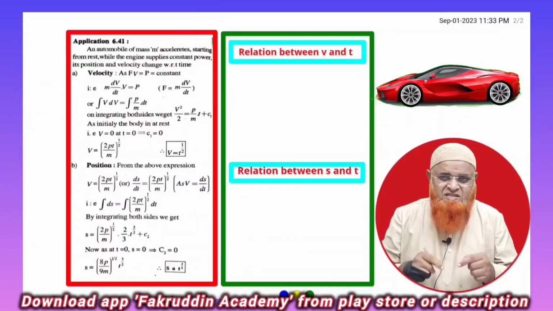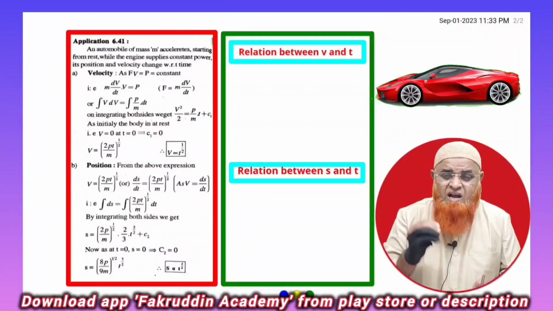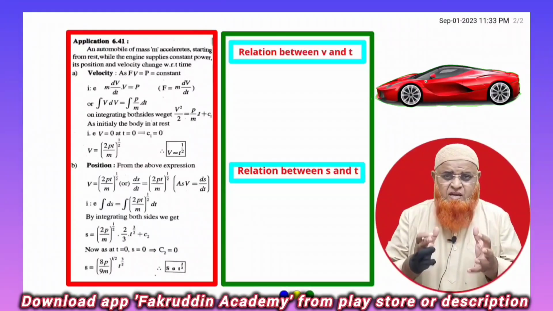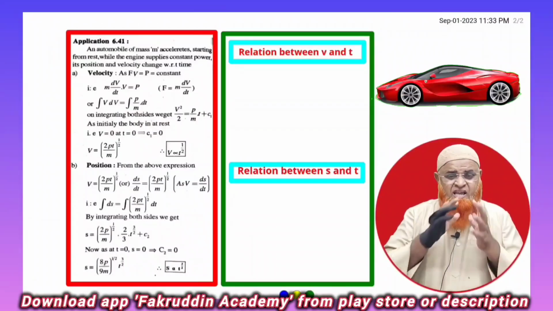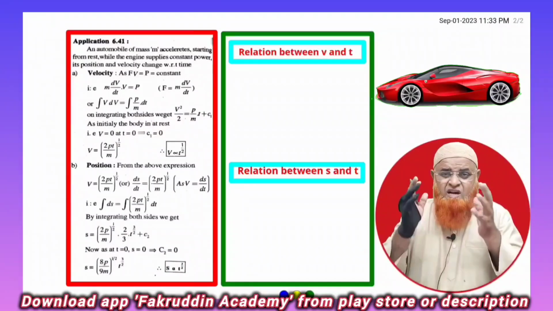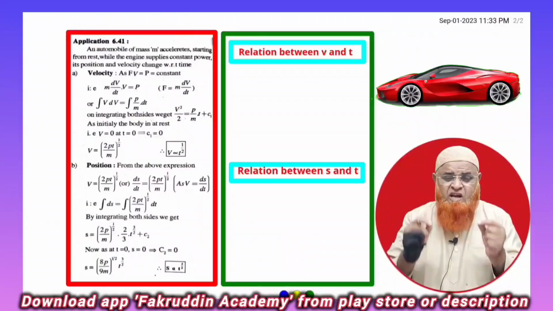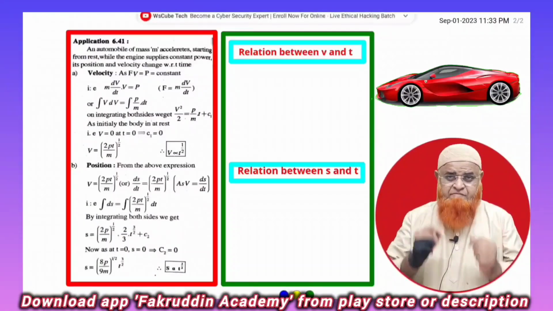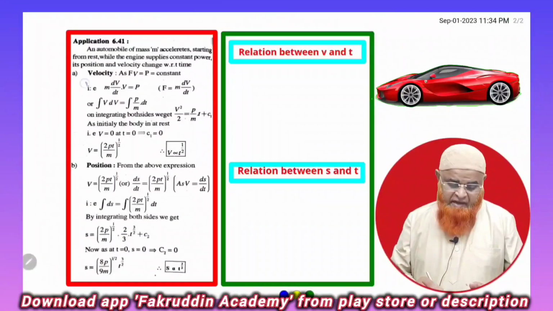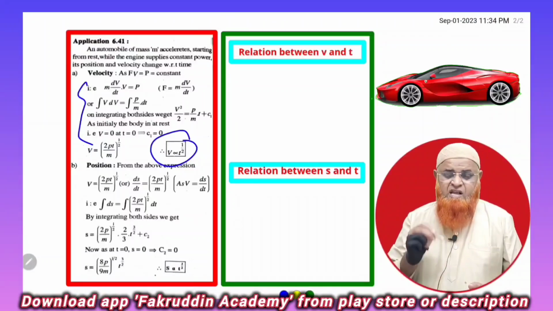My dear students, this video is dedicated to medical students who are unaware of integration and differentiation in depth. An engine in a car or a lorry is making the vehicle move forward with a certain velocity, and here we need to find the relation between velocity and time. It is derived in the books using the integration and differentiation method, and it is found that the velocity is directly proportional to t power of 1 by 2.